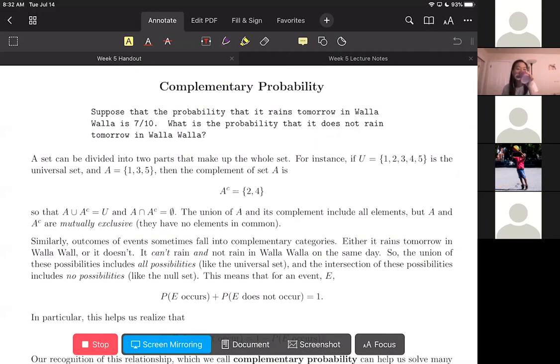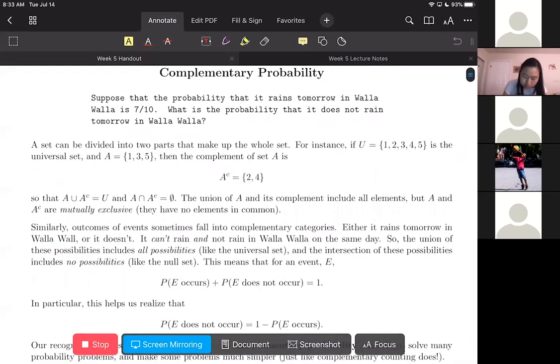Because if the probability that it's going to rain is 7 out of 10, and we know that probability is supposed to sum up to 1 when you add up all possible probabilities, so I just subtracted 7 out of 10 from 1. Cool. Yeah, that's right. So the answer here is 3 out of 10.